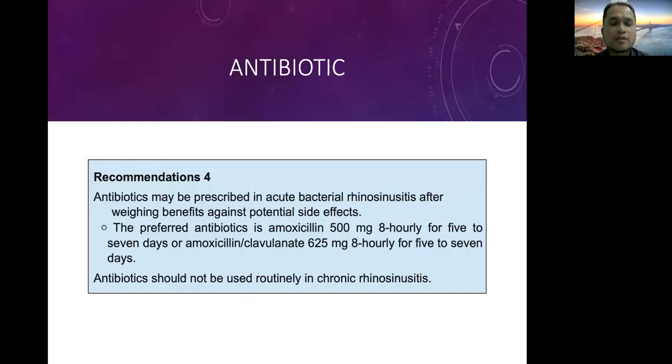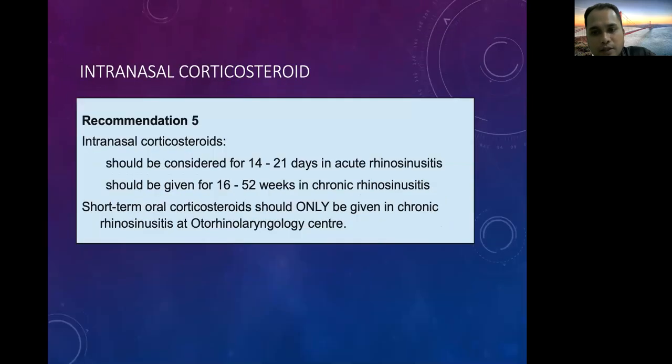For antibiotics, it's mentioned in the CPG that antibiotic may be prescribed in acute bacterial rhinosinusitis after weighing benefits against potential side effects. The preferred antibiotic is amoxicillin, 500 mg 8 hourly for 5 to 7 days, or Augmentin, 625 mg 8 hourly for 5 to 7 days. Antibiotics should not be used routinely in chronic rhinosinusitis. So it's just used in acute bacterial rhinosinusitis.